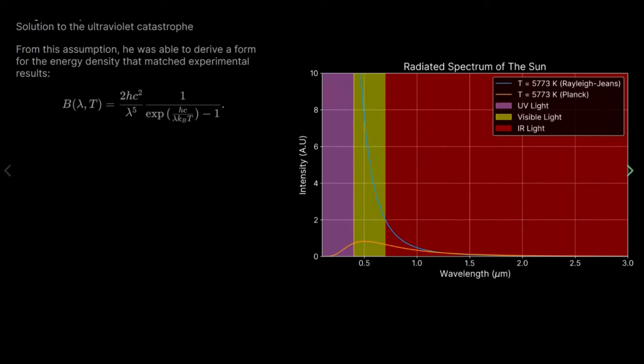instead of light being something that resembles a wave, being continuous, the energy in light was actually not continuous, but was rather packaged in discrete energy packets he called quanta. And from that assumption, working it into his existing theoretical framework, he was able to come up with the theoretical form for the energy density of the light bulb filament that had the correct form and matched experiment.